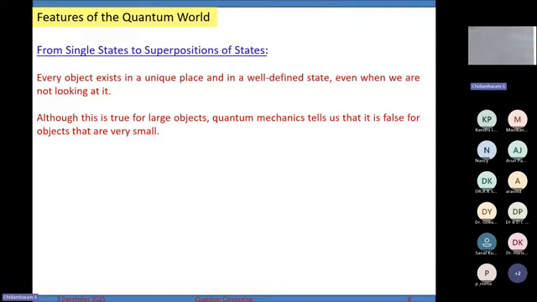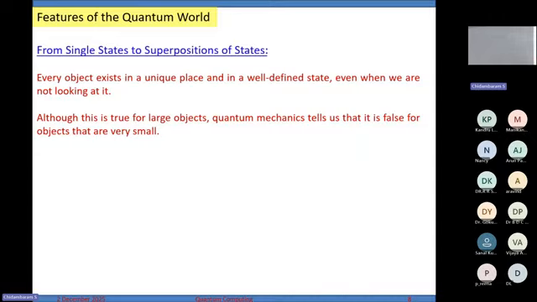So every object exists in a unique place and in a well-defined state, even when we are not looking at it. That is what is in classical physics. Meaning, you keep some object stored, even if you don't observe it, it will be in the same state. Whereas in quantum, it tells us that this is false for objects that are very small. Meaning what? Small kids, if we don't observe, what do they do? They do naughty things, right? They will not be in the place. If you ask them to sit here, no, they will not sit. They will be doing a lot of naughty things.